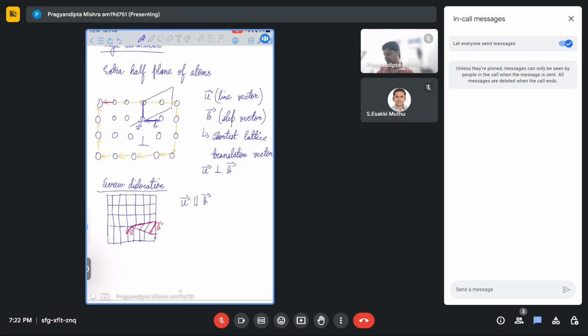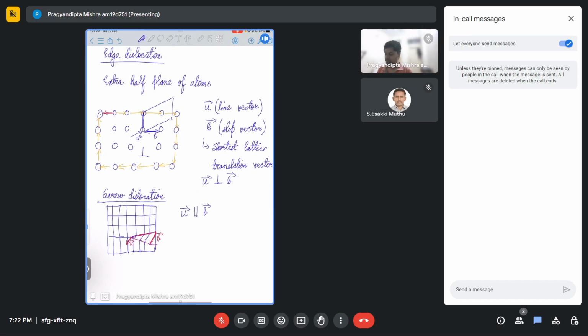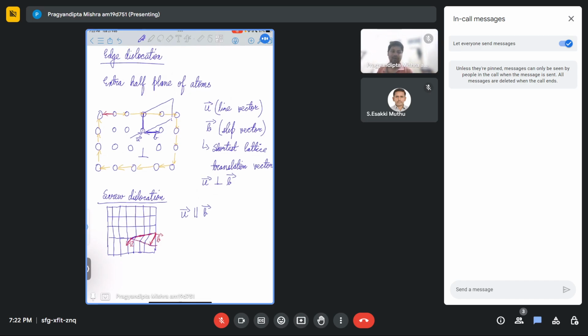Burgers vector I have already defined, so I don't think we need to go back to it again. With this, we will come to an end for discussion of all the things that we need in this week. Now we will move on to the problems for today.